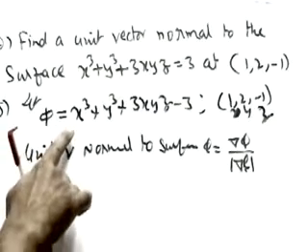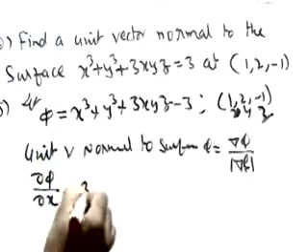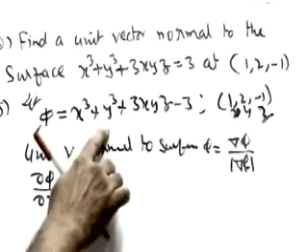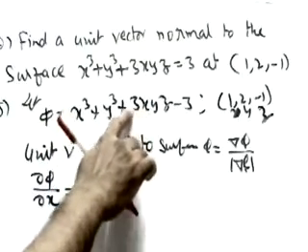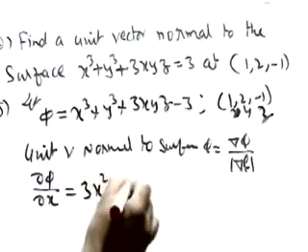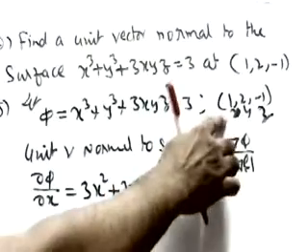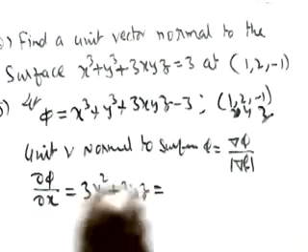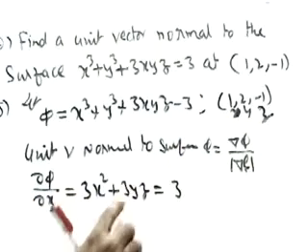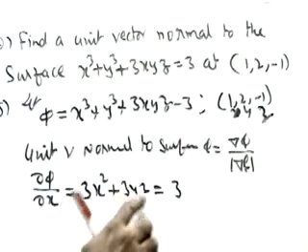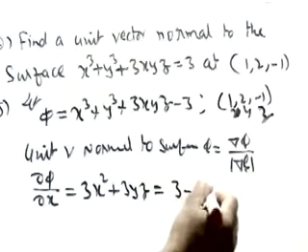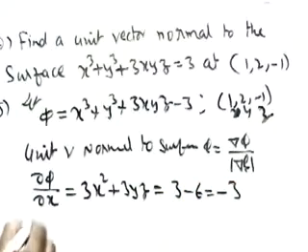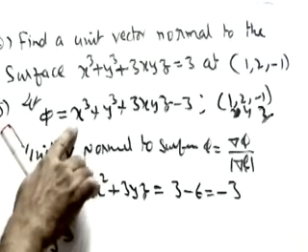First with respect to x, ∂φ/∂x. With respect to x, x cube will be 3x square. We don't have x here, 0. x differentiated is 1, 1 into yz is 3yz. Now I am substituting the point also. 1 square, x is 1, 1 square into 3 is 3, yz: 2 into minus 1, 3 twos are 6, 6 into minus 1 is minus 6. This is minus 3.